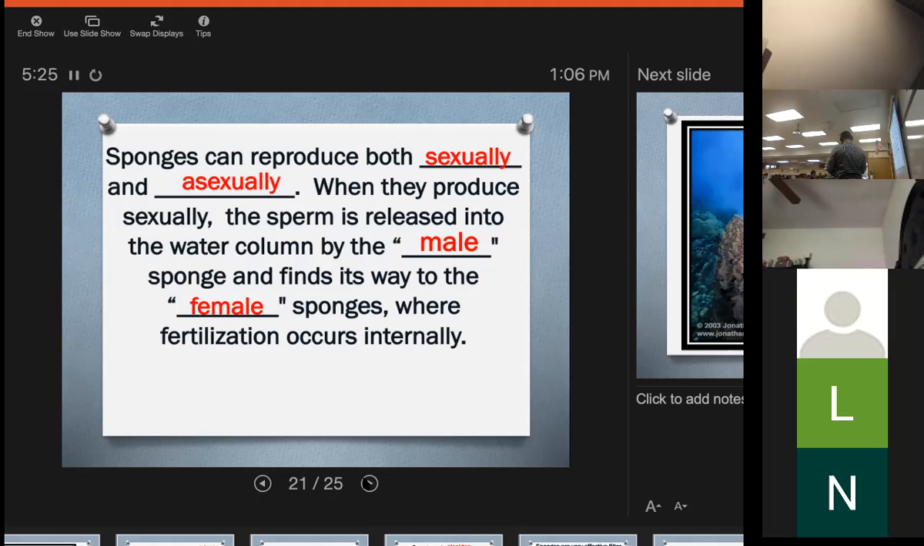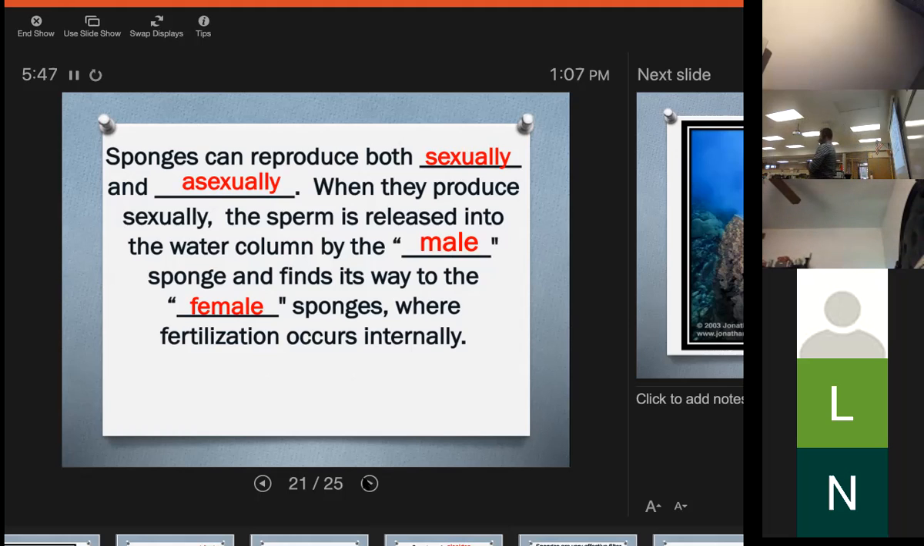Now, the only way you would know this for sure is probably by investigating the sponge microscopically, which of course would mean killing it. So it's not really necessary to do this in most cases. Any questions on this reproduction piece?